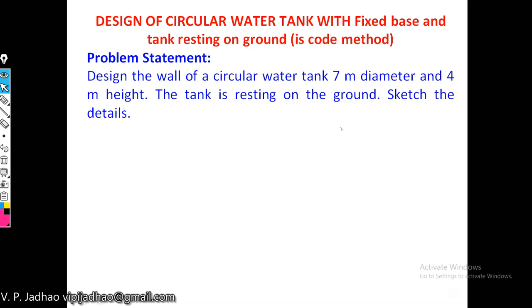So this is the problem statement for design of circular water tank with fixed base and tank resting on ground. We will be designing this by IS code method. Problem statement is design the wall of a circular water tank 7 meter diameter and 4 meter in height. The tank is resting on the ground and sketch the details. This is the problem.